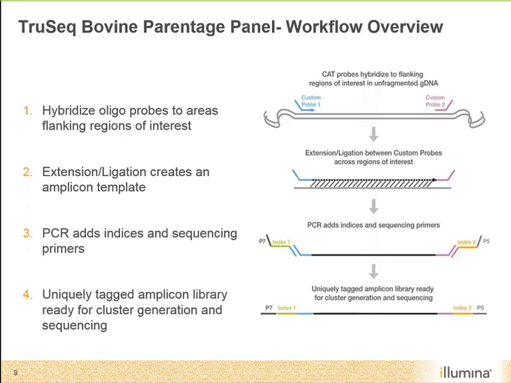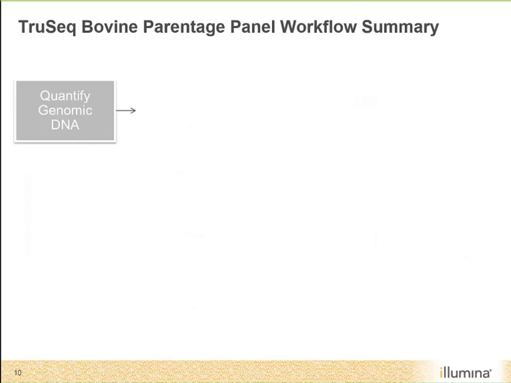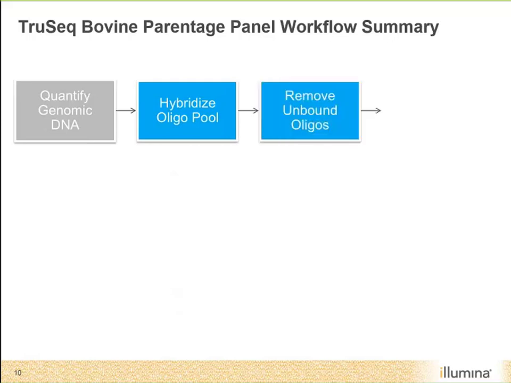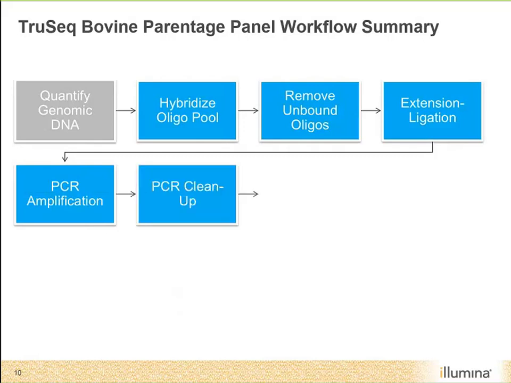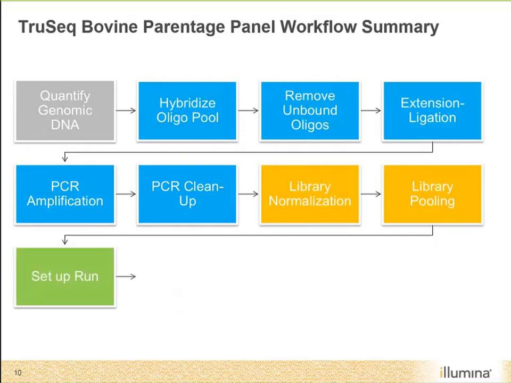If we take a deeper dive into the workflow, what do each of these steps consist of? First, we start off with quantifying the genomic DNA. We proceed to hybridizing the oligo pool. We then remove all unbound oligos, and then we proceed to the extension ligation step, followed by PCR amplification that introduces the dual index barcodes. We clean up the libraries using AMPure beads. We then normalize the libraries, pool the libraries, and then proceed on to the MiSeq for sequencing, and then once sequencing is completed, on to data analysis.